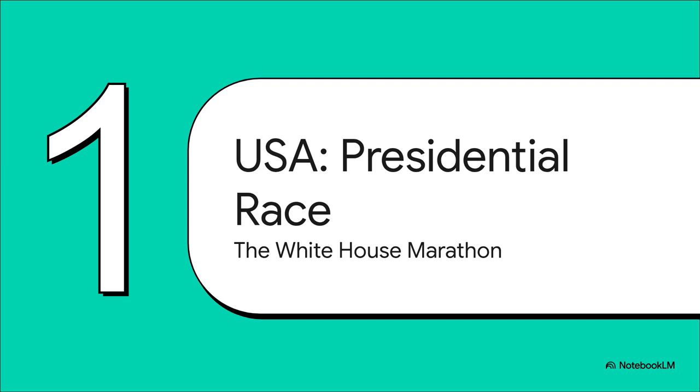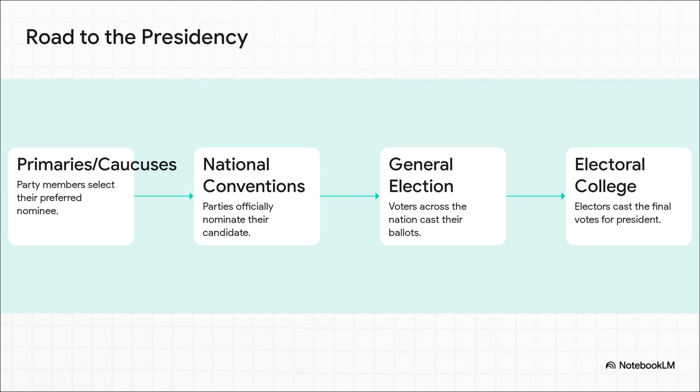All right, first up, the United States. And let me tell you, choosing a president here is not a sprint. It is a long, grueling, multi-stage marathon that seems to go on forever. The whole thing really works like a giant funnel. It starts out super wide with the primaries and caucuses. That's where the political parties basically let their members pick their favorite candidate from a whole field of contenders.